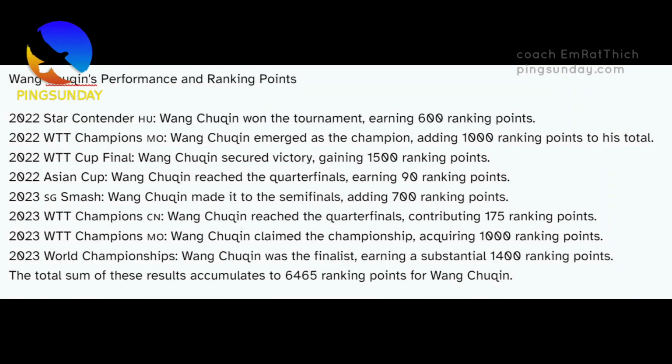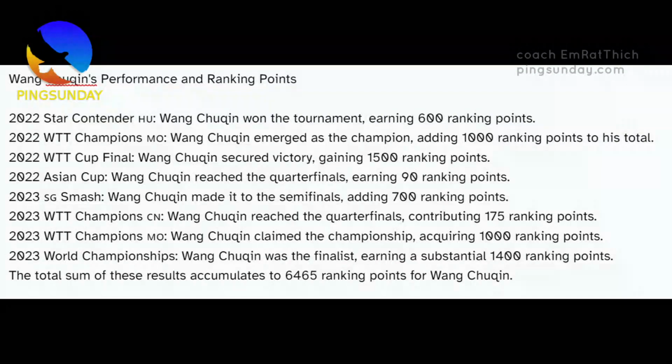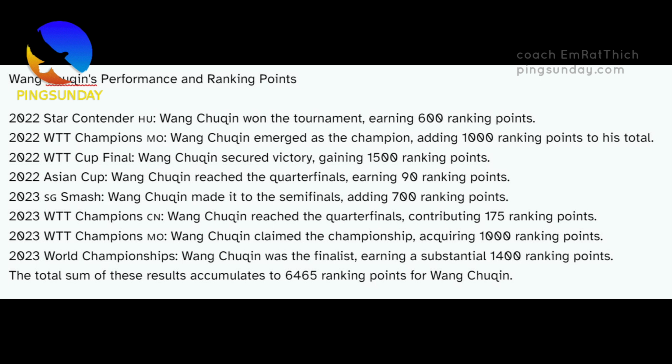2022 Asian Cup: Wang Chuqin reached the quarterfinals, earning 90 ranking points. 2023 Smash: Wang Chuqin made it to the semifinals, adding 700 ranking points. 2023 WTT Champions: Wang Chuqin reached the quarterfinals, contributing 175 ranking points. 2023 WTT Champions: Wang Chuqin claimed the championship, acquiring 1,000 ranking points. 2023 World Championships: Wang Chuqin was the finalist, earning a substantial 1,400 ranking points. The total sum of these results accumulates to 6,465 ranking points for Wang Chuqin.